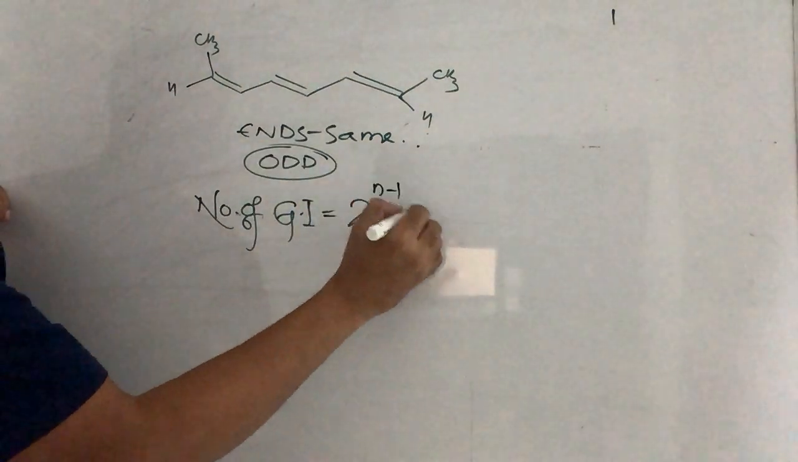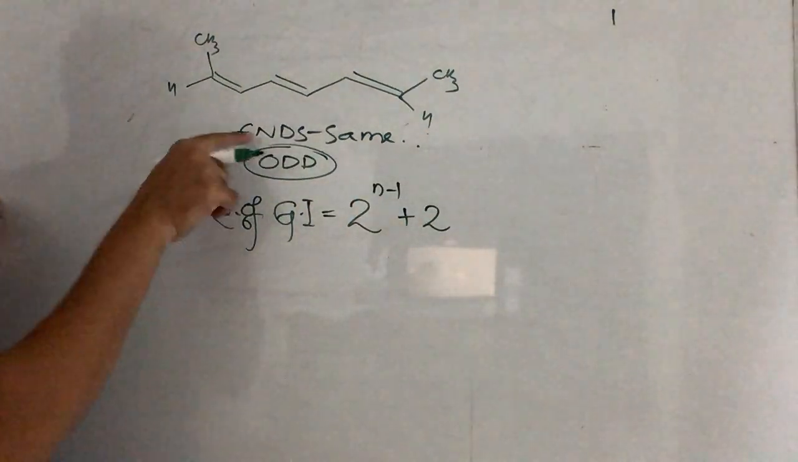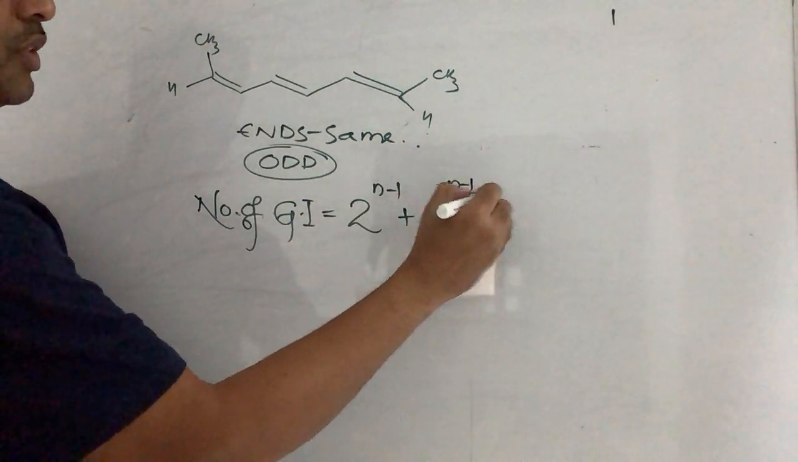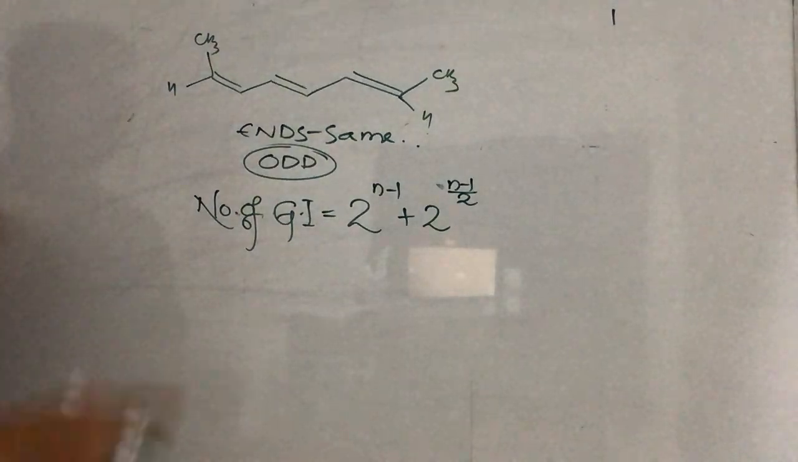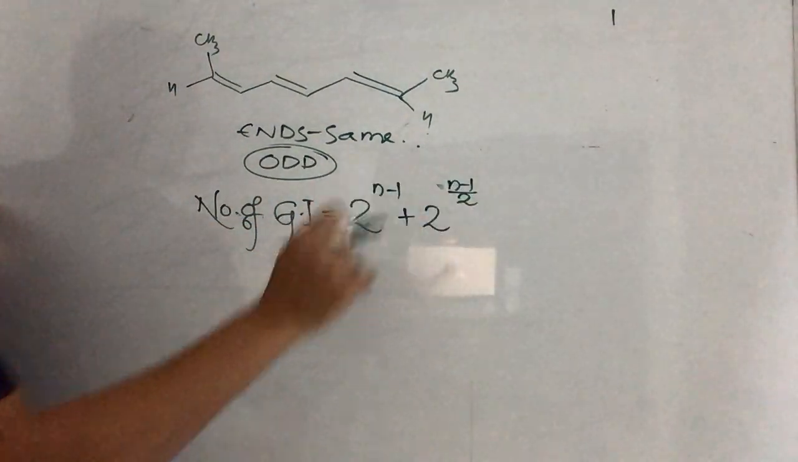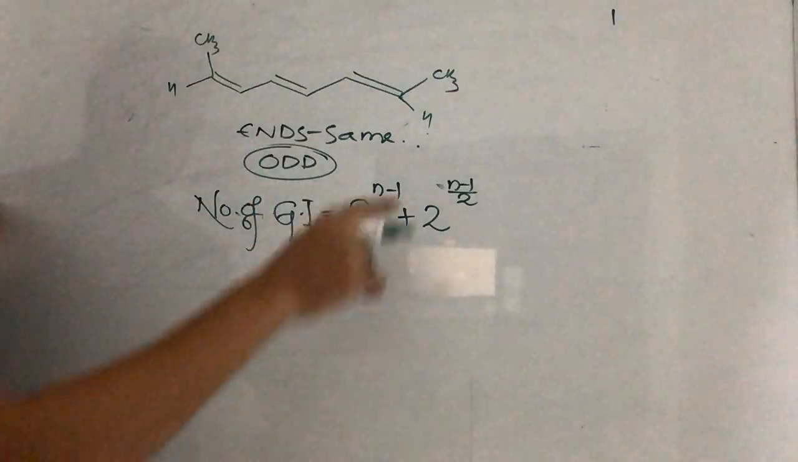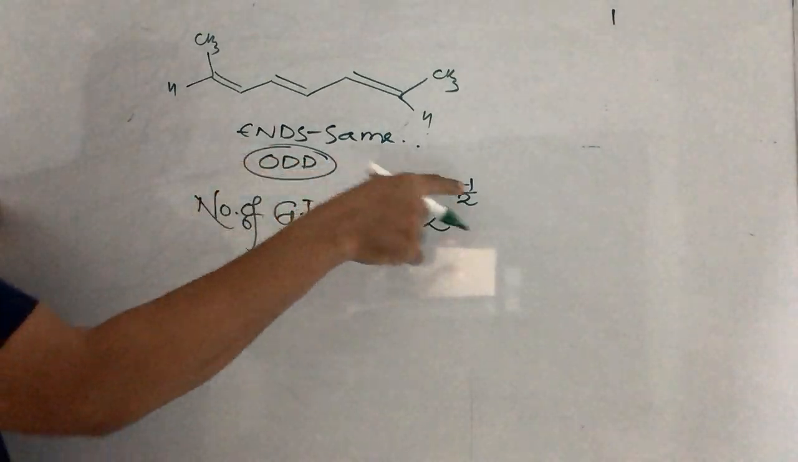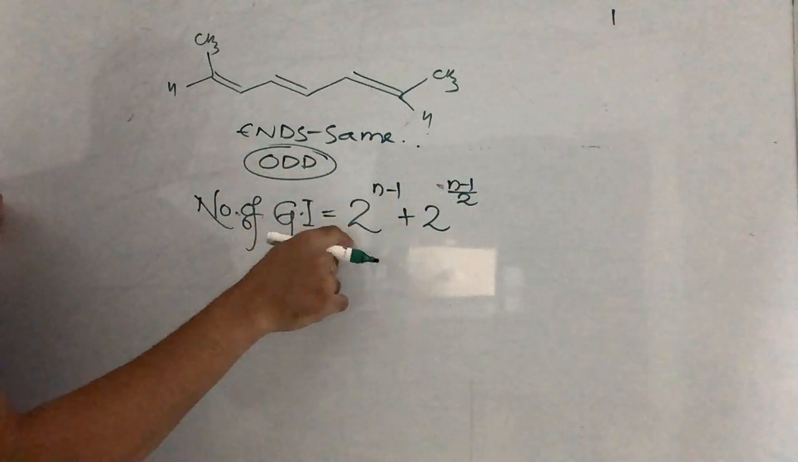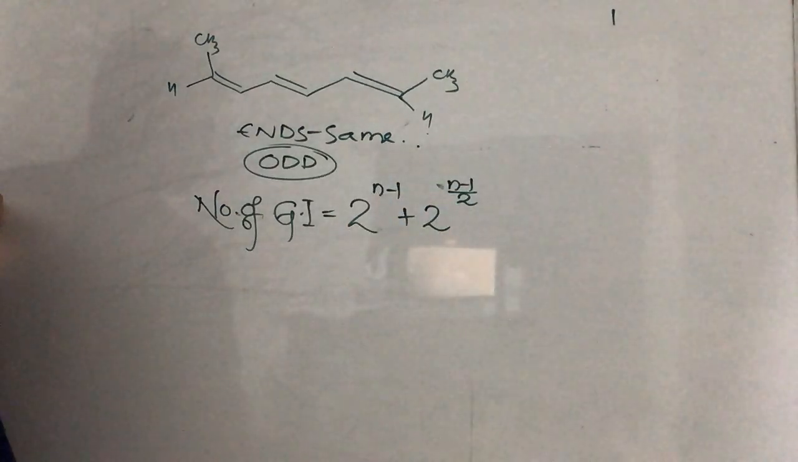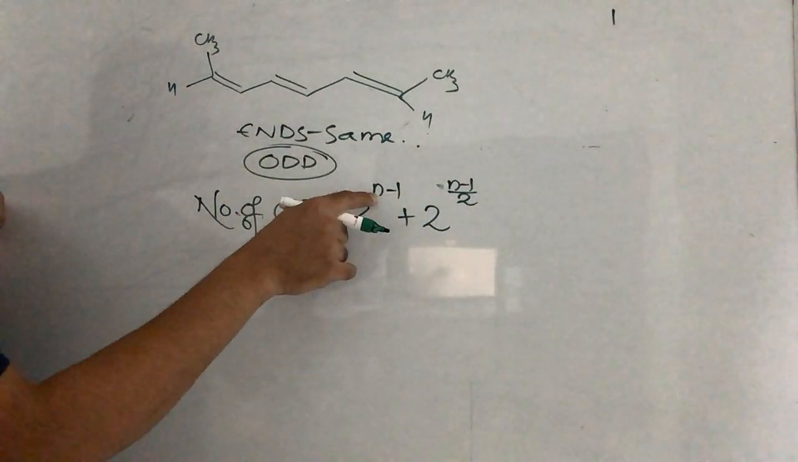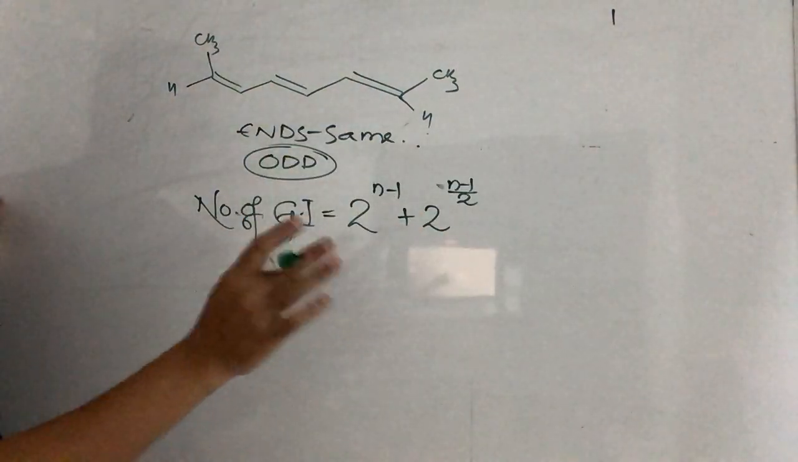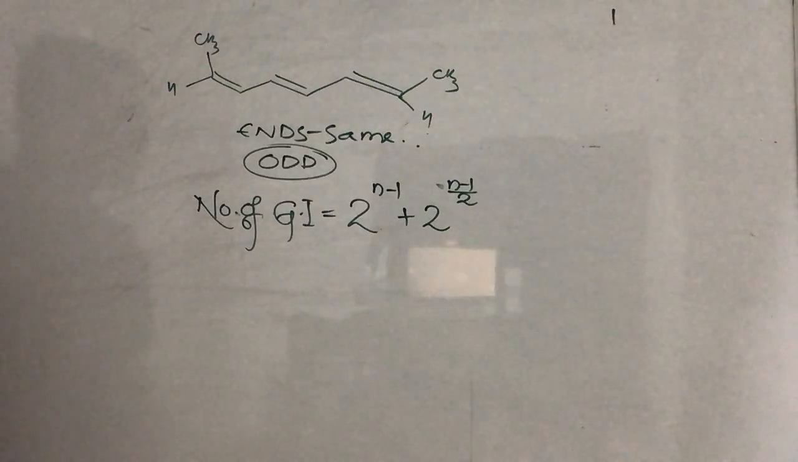2 to the power of n minus 1 plus 2 to the power of n minus 1 by 2. If it is odd number, 2 to the power of n minus 1 by 2, because n cannot be divided by 2 as it is odd, so n minus 1 by 2. Here you are using plus. Some books give 2 to the power of n minus 1 plus 2 to the power of n minus 1 by 2 in a different form, and the answer will come same, but generally I use this formula.